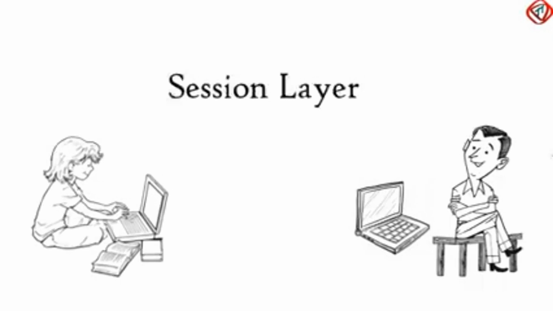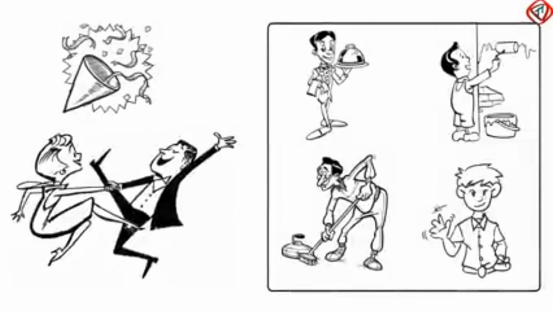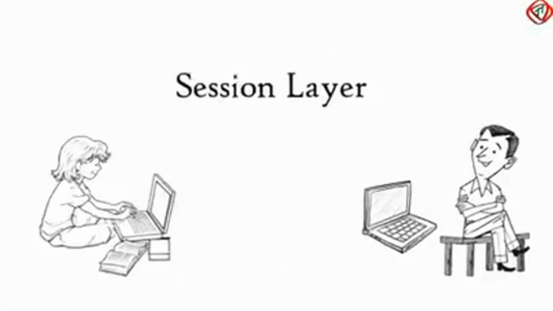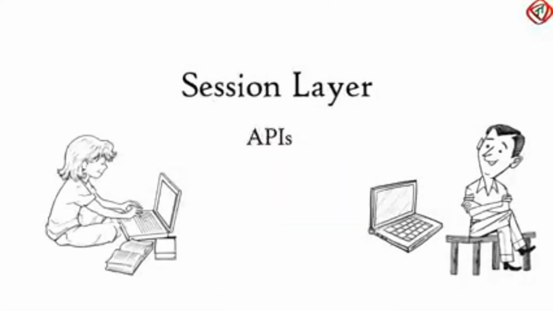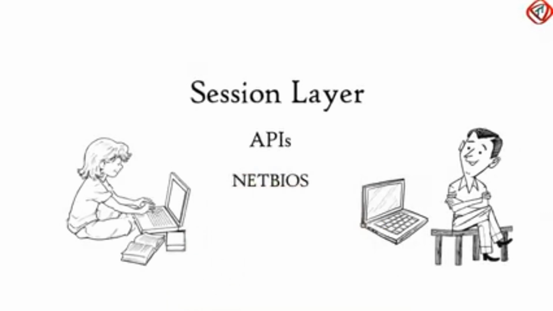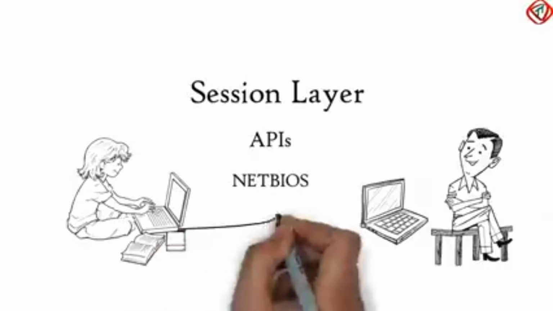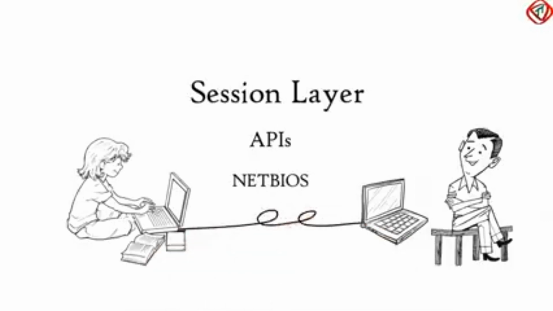or sessions. Like you hired some helpers for your party, session layer has its own helpers called APIs or Application Programming Interfaces. NetBIOS, or Network Basic Input-Output System, is an example of APIs which allows applications on different computers to communicate with each other.